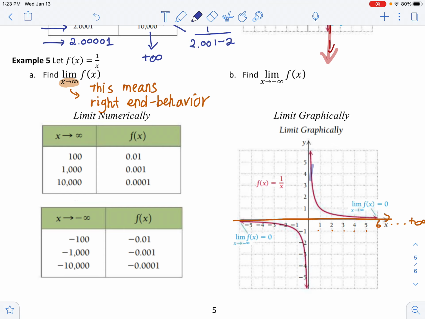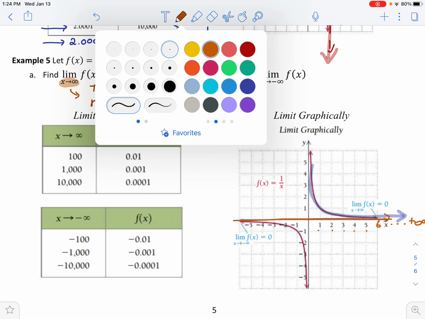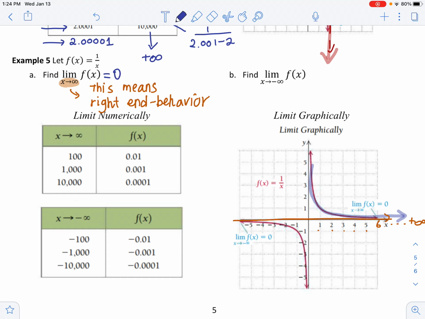As I am approaching positive infinity, do you see that this graph is getting really, really close to the x-axis, but it's not really going to cross the x-axis, right? So we can say the right end behavior of this f of x is equal to 0, because it's getting really, really close to y equals 0 as we go to the right side. So the first answer is 0.